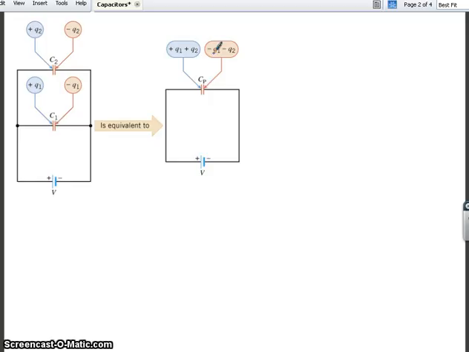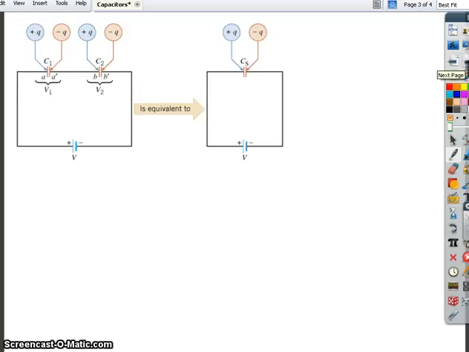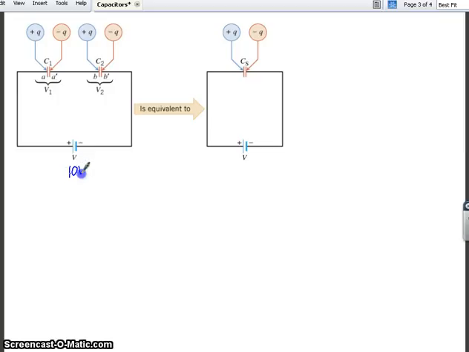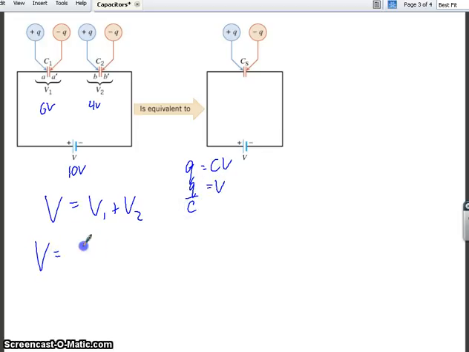Okay? Now in series, let's just say the voltage here is 10 volts. We know that if these were resistors, the voltage would add up to make 10, right? I'm just making numbers up right now, but it would add up to get 10. So the voltages are going to add up. So the total voltage equals V1 plus V2. Well, Q equals CV. V equals Q over C. So V is equal to Q over C1 plus Q over C2, etc.